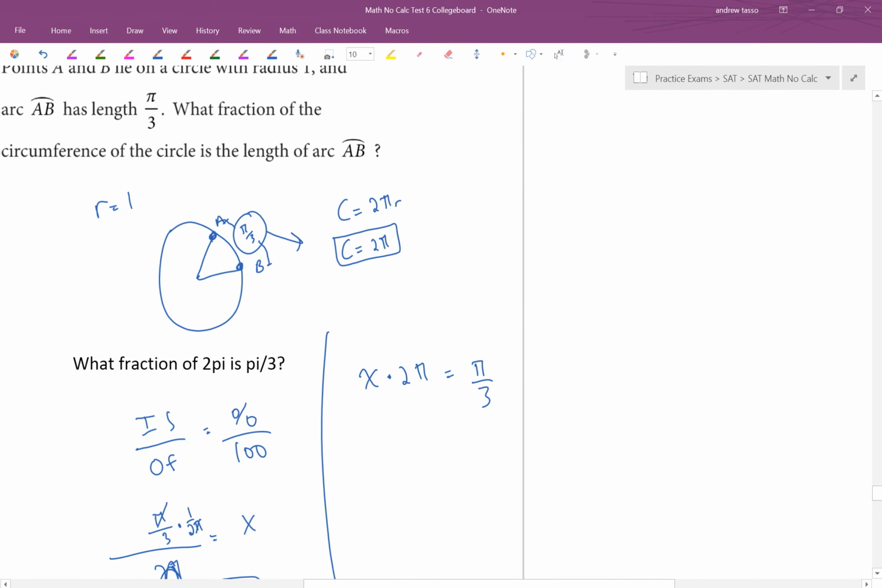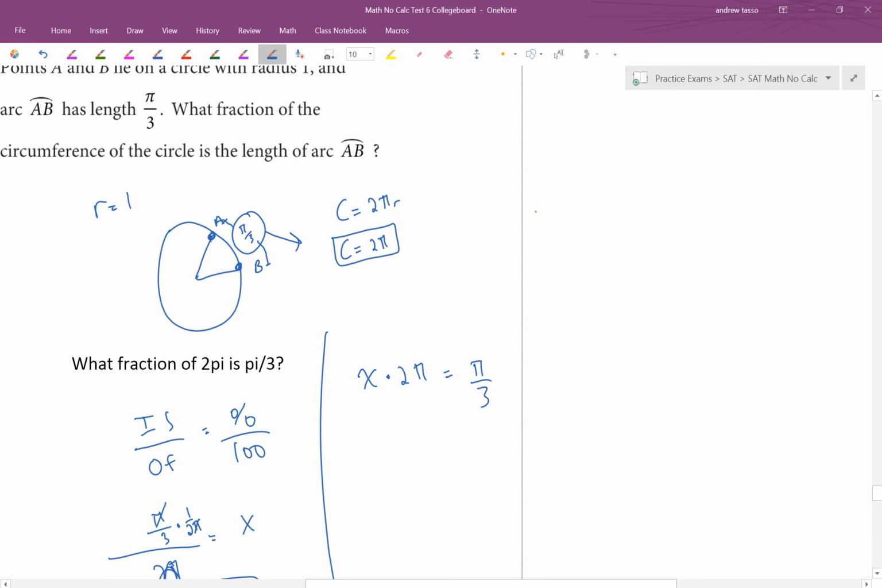And that should be kind of familiar because we know that 2 pi corresponds with 360 degrees. And how many degrees would pi over 3 correspond with? Well, it would be 180 over 3, right? So that would be 60 degrees. So yes, it does match our intuition that it's 1/6 of the circle.